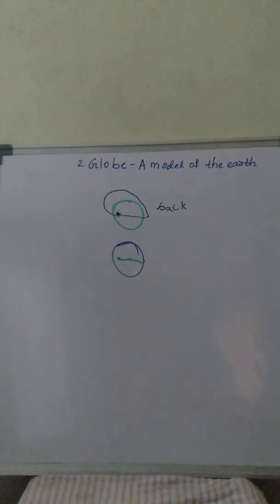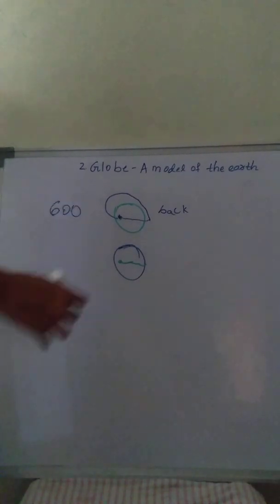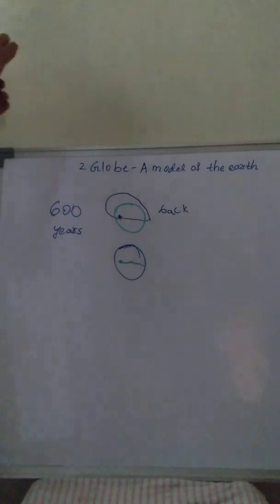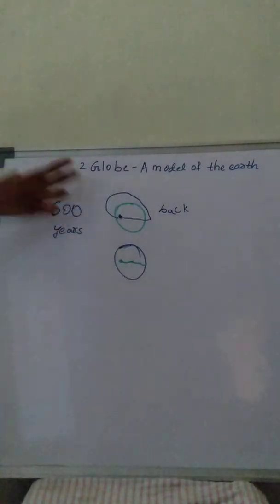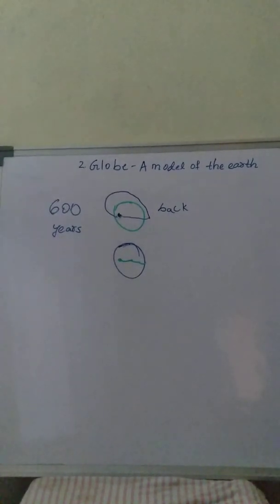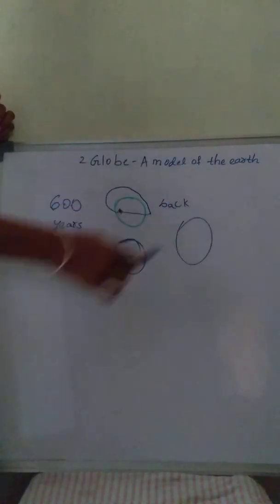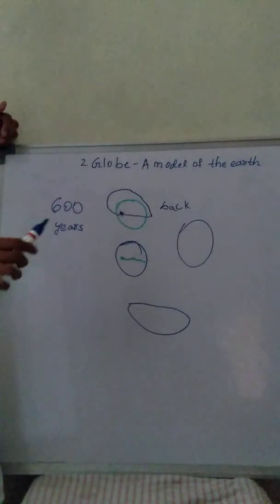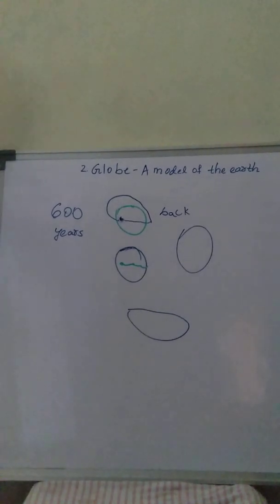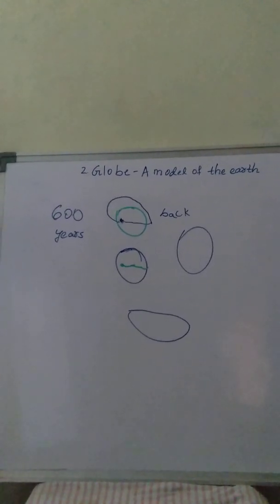So how many years ago was that? It's 600 years ago. It's not 6 years ago, it is 600 years ago. So before 600 years ago, some people believed that the earth is not round, it's flat. Some people believed like that.